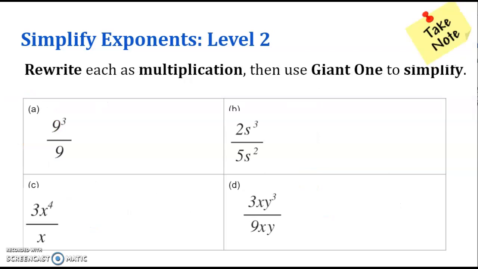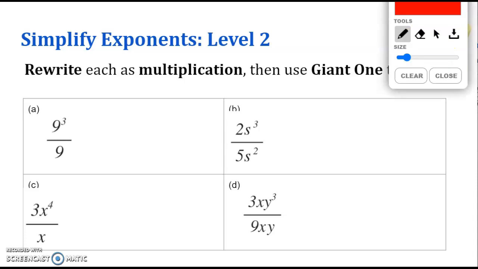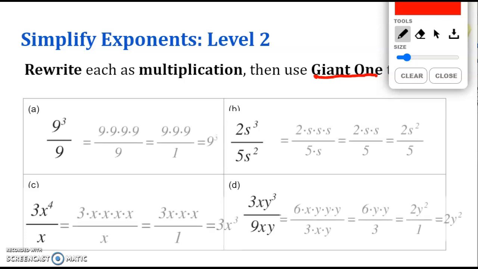Okay, so knowing what you know now, I would like you to try to expand this out and see if you can simplify it. Use giant 1, please. And the answer will be in 3, 2, 1. Okay, so what do we have?